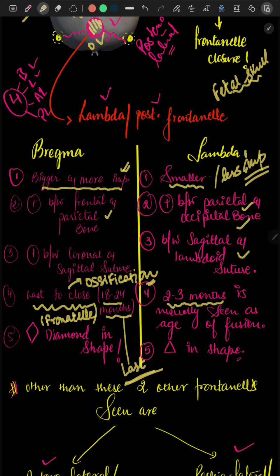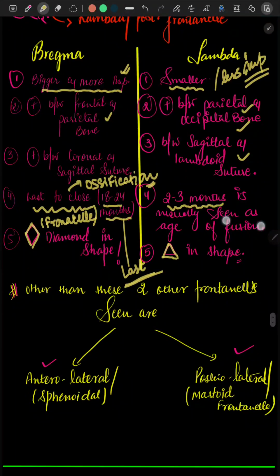If you see the shape of your bregma, very important, it is a diamond shaped structure, whereas if you see the shape of your lambda, it is going to be triangular in shape.